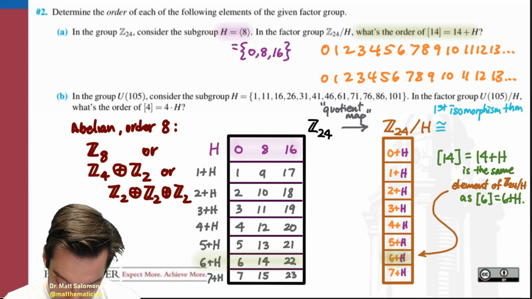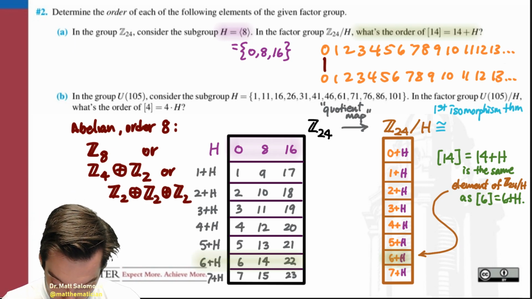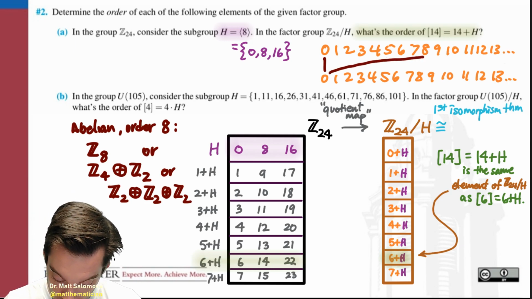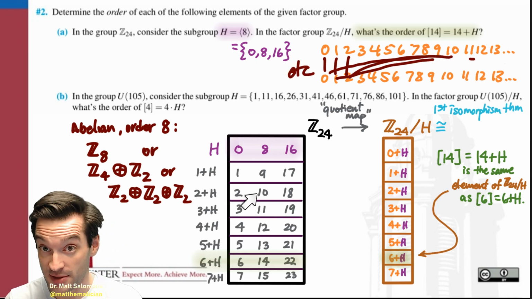homomorphism that definitely sends 0 to the identity, because homomorphisms have to send identity to identity. But I also need to send 8 to the identity. And when I send 1 to 1, I also need to send 9 to 1. When I send 2 to 2, I also need to send 10 to 2, and so on. In fact, what I'm doing here is I'm exactly constructing this quotient map.